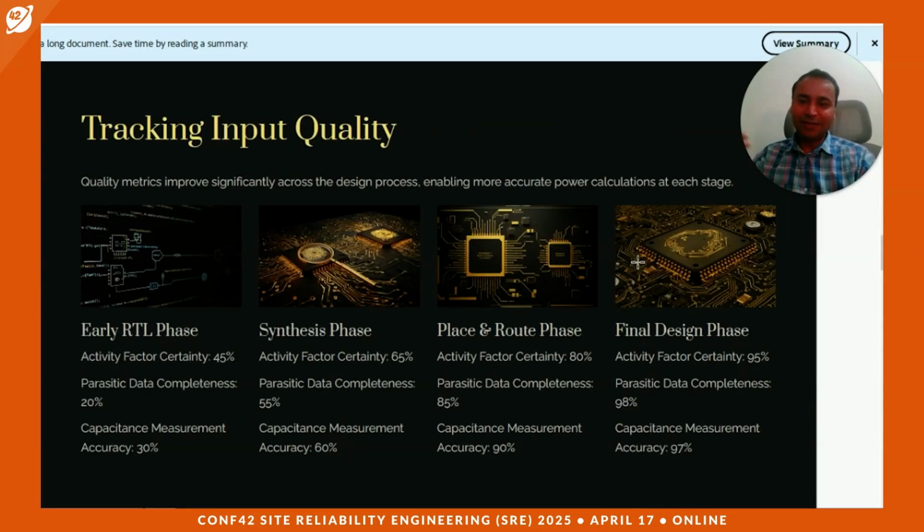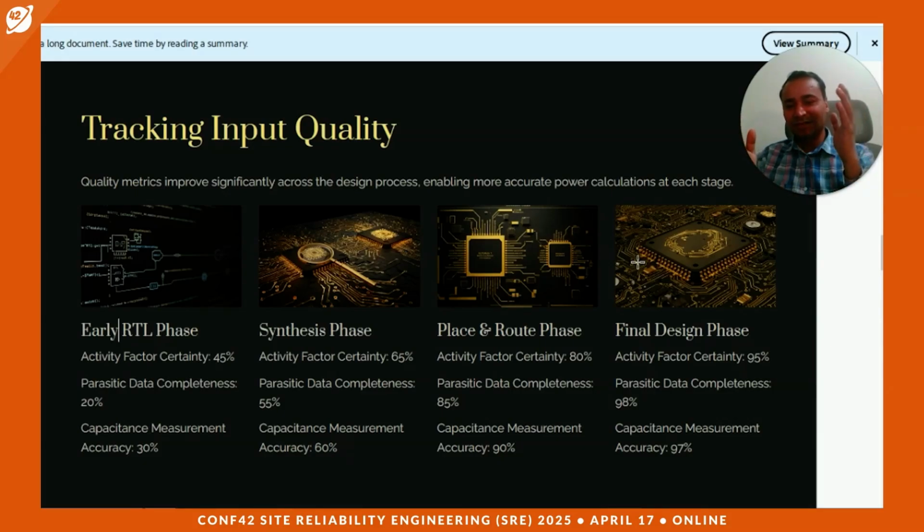Now, tracking input quality at each and every stage. As I mentioned, when we initially start the design, we can account for some factors, like toggling data, so that all the sequentials and all the inputs and outputs should have at least 45% activity annotated. The parasitic data can be assumed to be 80% based on the model and 20% based on the real one. The same can be scaled going further.